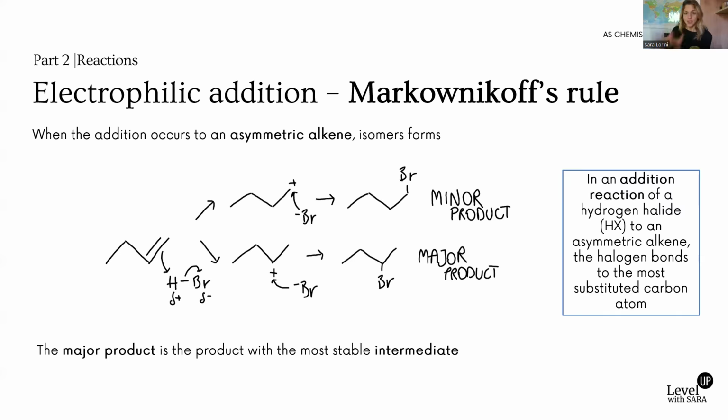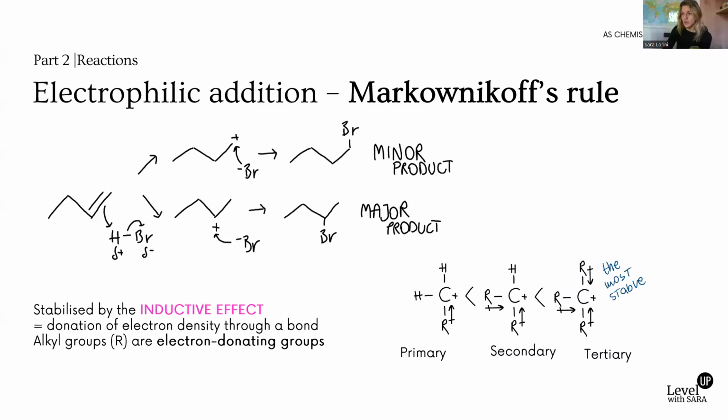Now, the important concept to understand here, also for acid and base topics, amines in A level, is the concept of inductive effect. If you have an asymmetric alkene, the carbocation can be in different positions, okay? Now, the major product is determined by the most stable carbocation. The most stable carbocation is stabilized by what is called an inductive effect.